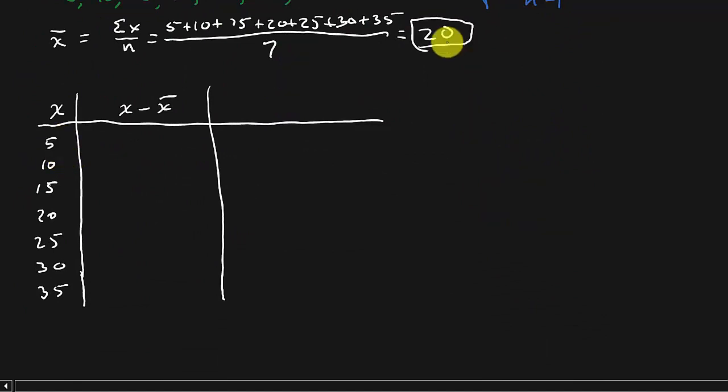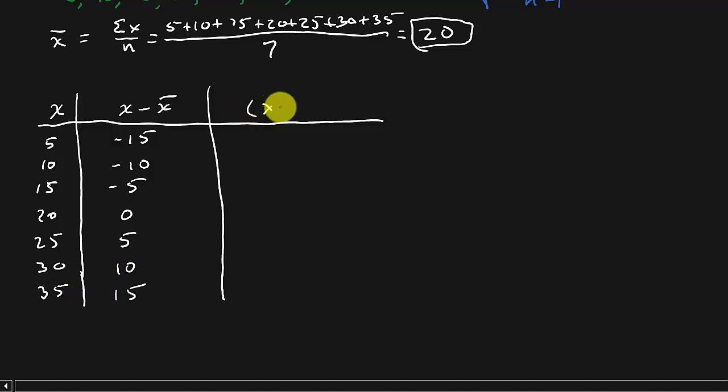Okay? So let's get that. Let's do 5 minus 20 is negative 15. 10 minus 20 is negative 10. 15 minus 20 is negative 5. 20 minus 20 is 0. 25 minus 20 is 5. 30 minus 20 is 10. And 35 minus 20 is 15. Okay, so that's all you do.